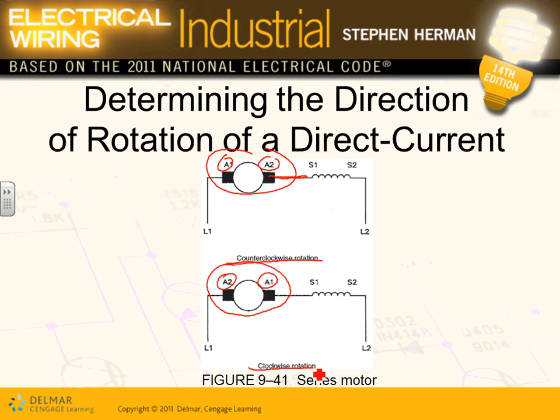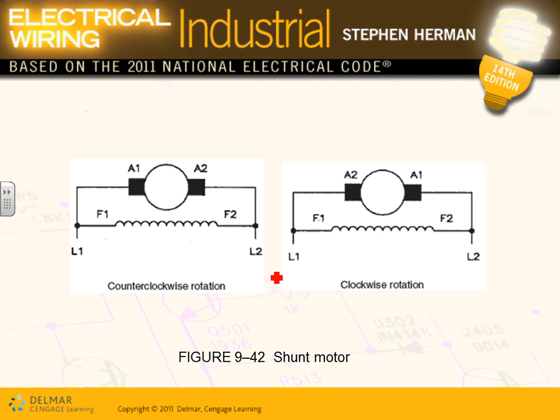So how do you reverse a DC motor, gentlemen? How do you reverse a DC motor? By flipping A1 and A2. Can you see that? Look at the A1, A2 directions. By flipping A1 and A2 in a DC motor, it will change the direction of that motor, clockwise or counterclockwise. So that's my DC motor.